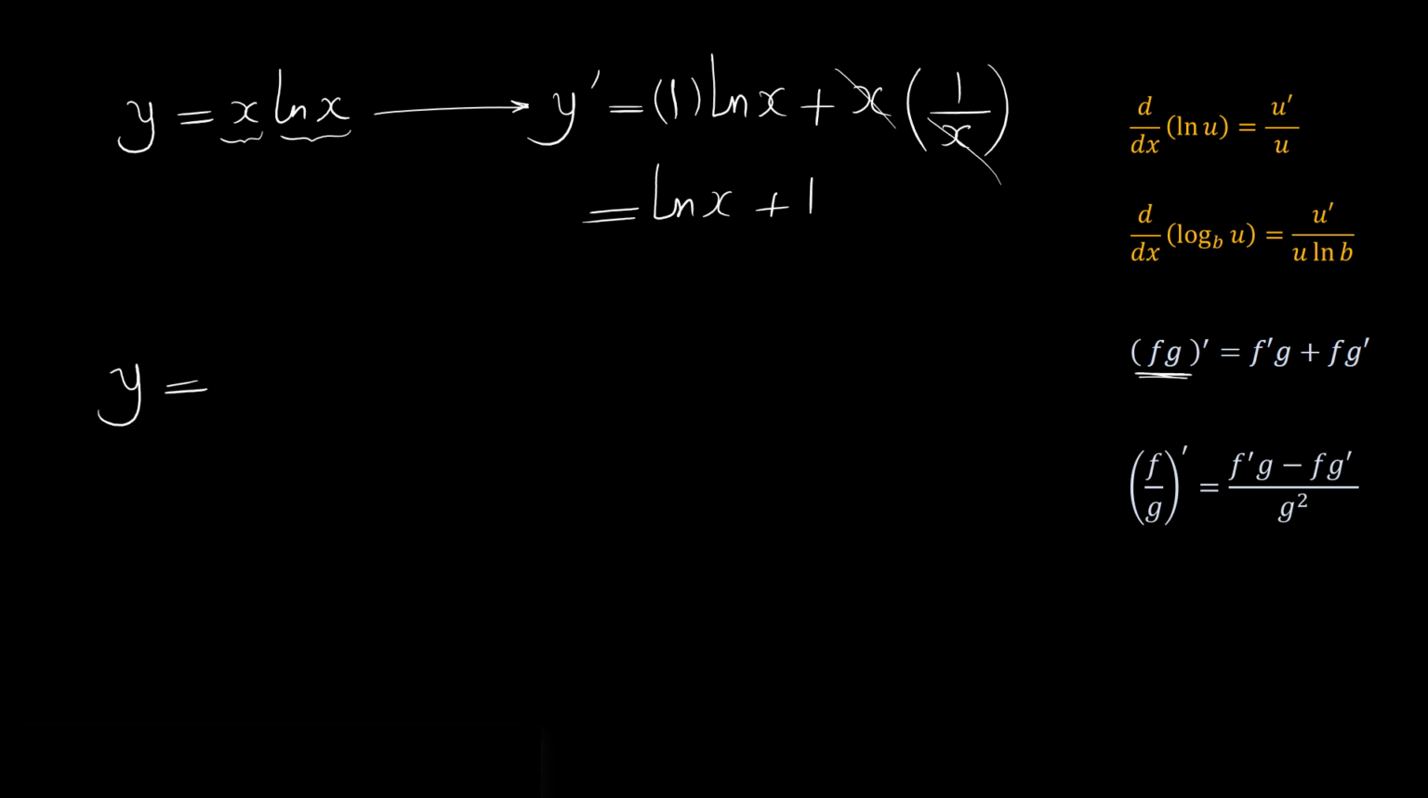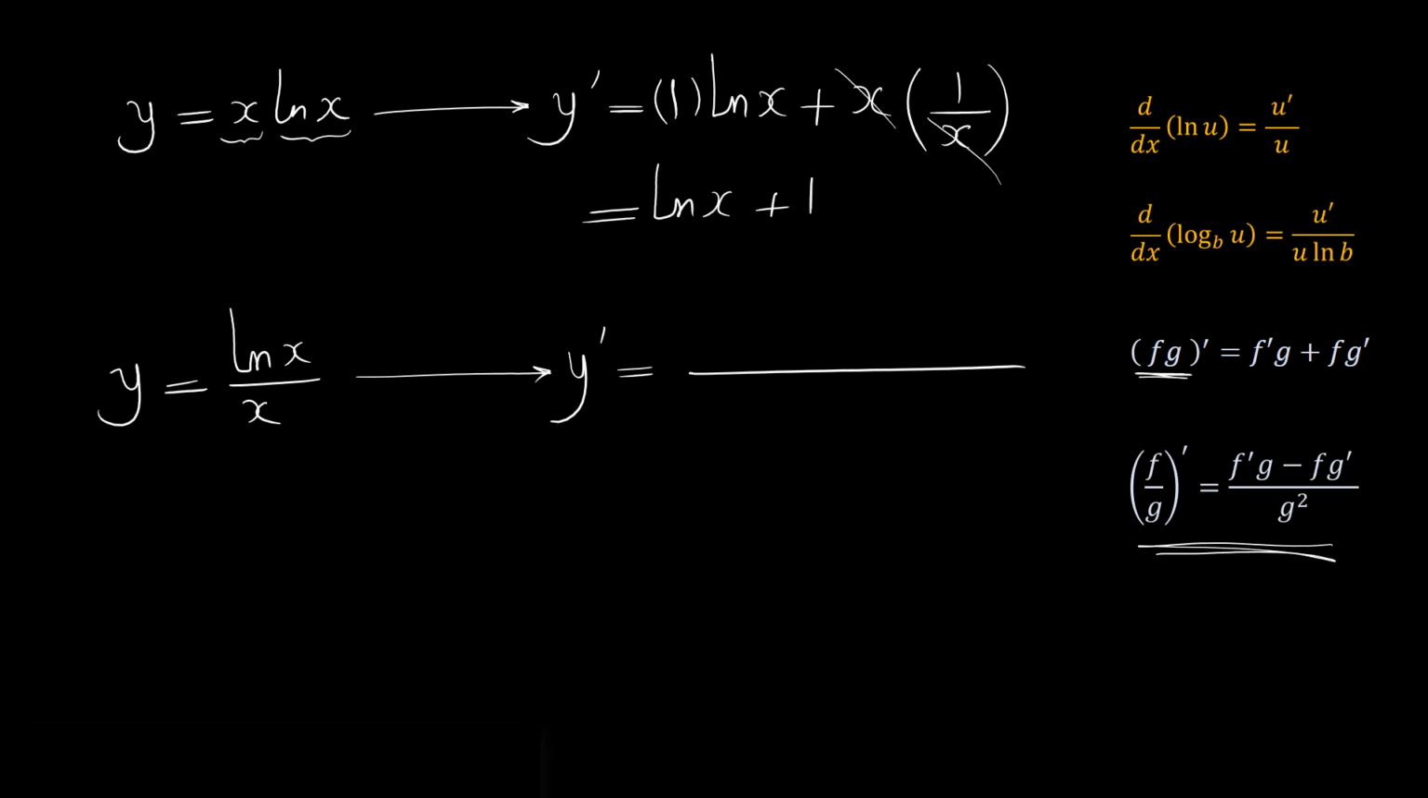Note that this x in top cancels with this x in bottom, so x times 1 over x is 1. Now look at this example, y equals ln of x over x. For finding derivative of ln of x over x, we need quotient rule. Based on the quotient rule, derivative of f over g is f prime times g, derivative of top times by bottom, minus f top function, times by g prime, which means derivative of bottom function, all over bottom squared.